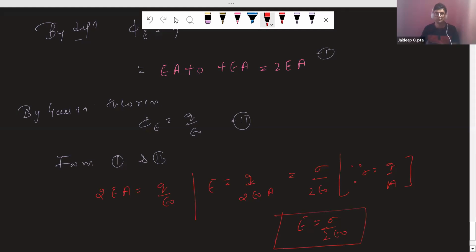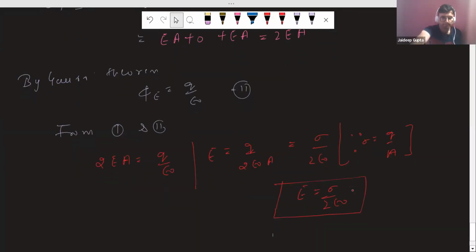So, by this formula, we can conclude the electric field is independent of the distance. All right. Whether the point lies at a distance of 2 centimeter or 200 meter, the electric field will be the same in case of a thin uniformly charged sheet. Is it fine, Iram? Yeah.